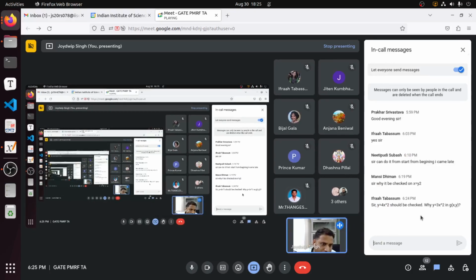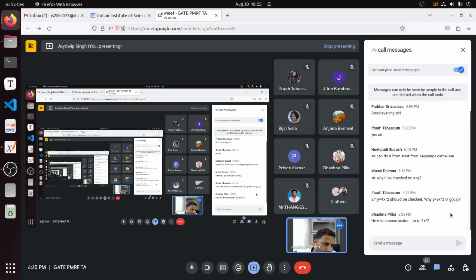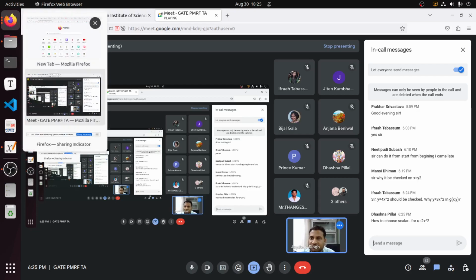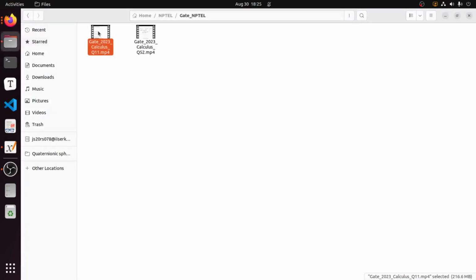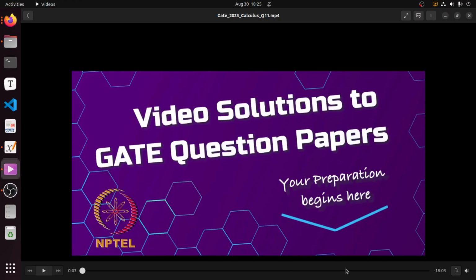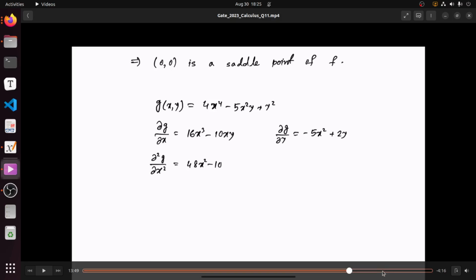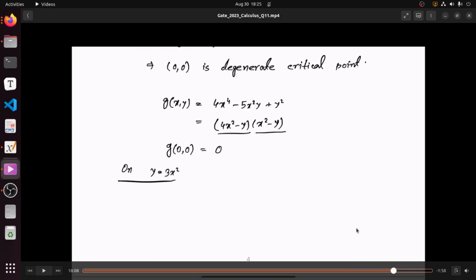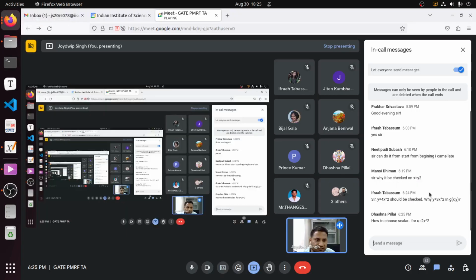Y equals 4x to the power should be checked. Oh, okay. How to choose this curve. Here you are asking how to choose this curve, right? Why 3x square or 4x square?